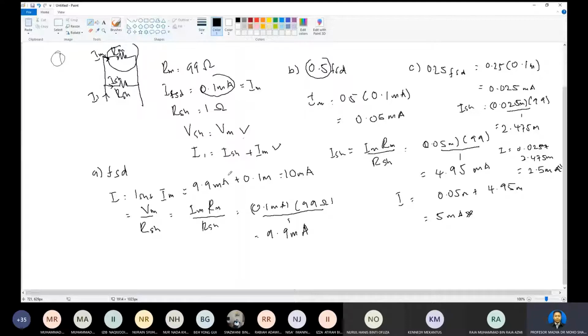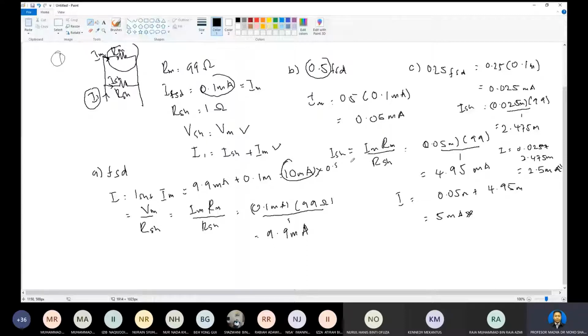So the first is 10 milliampere, and the second is 5 milliampere. Actually, it is reduced by 50%. For example, the full scale deflection current, the total current here, is 10 milliampere. If we reduce by 50%, that means 0.5 of the full scale deflection. So you can use it straightforwardly: multiply by 0.5, and the answer will be 5.